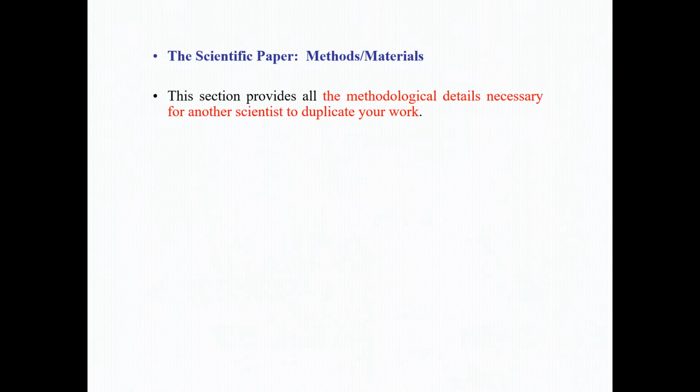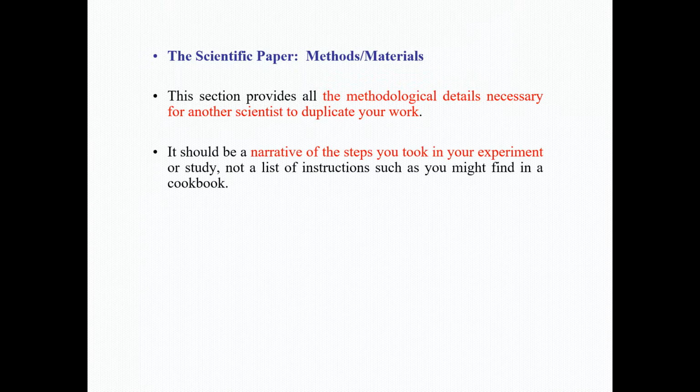Then after the introduction sections in the scientific paper, we have the material and method sections. This section provides all the methodological details necessary for another scientist to duplicate your work. So it should be a narrative of the steps you took in your experiment or study, not a list of instructions such as you might find in a cookbook.